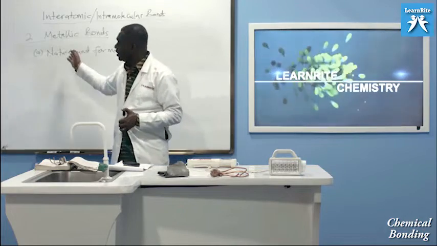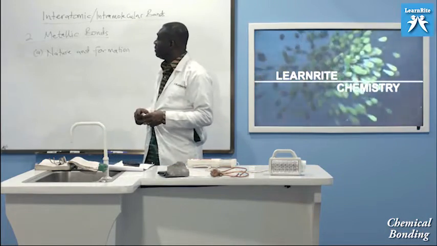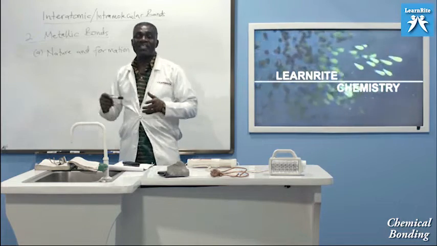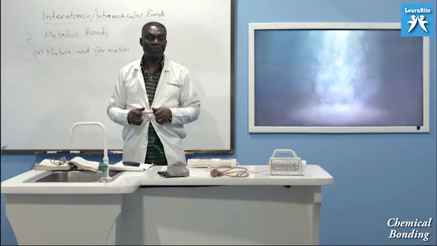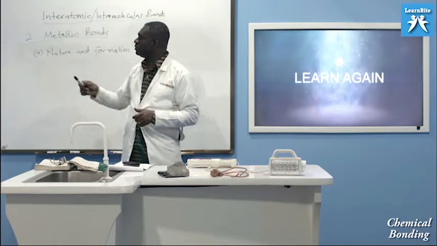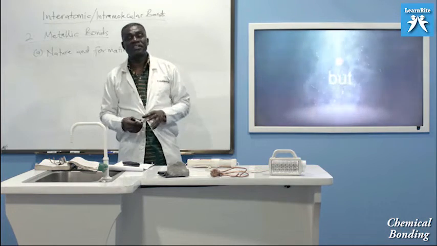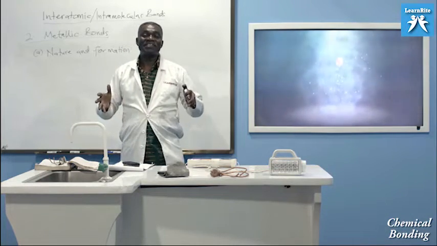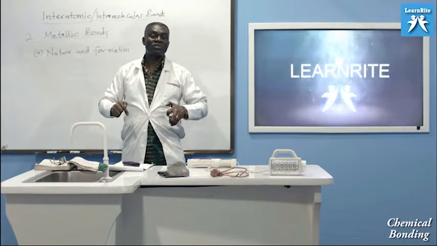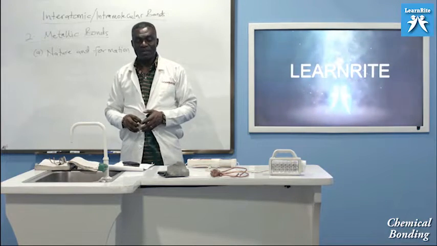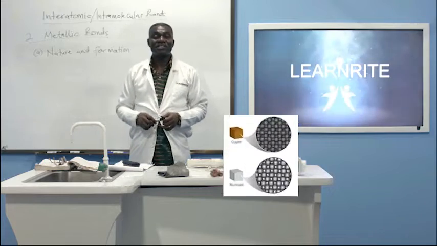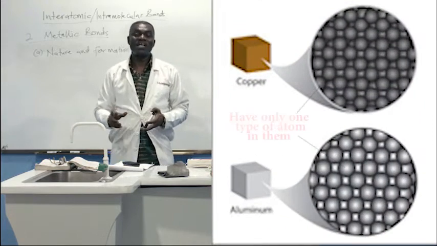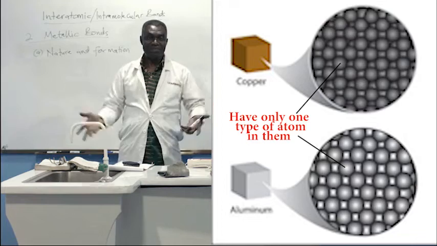So today, in this video, we are going to look at metallic bonds as the second main type of interatomic bonds. As the name suggests, we are going to discuss bonds that exist between the atoms of any metal. Remember, metals are more or less elements because they have only one type of atom in them.